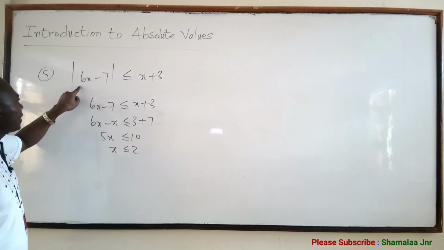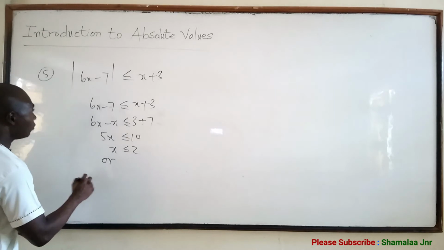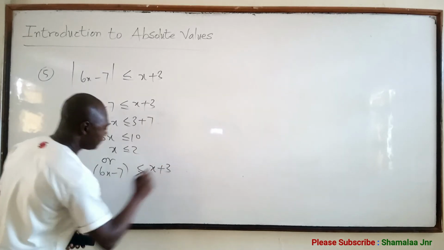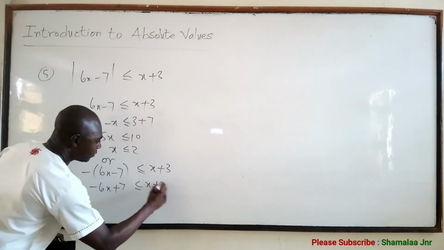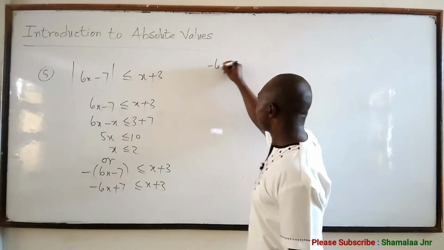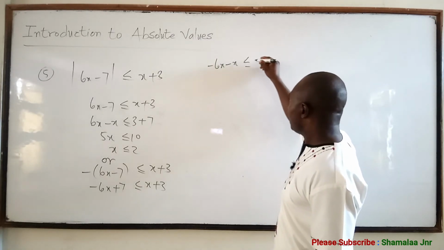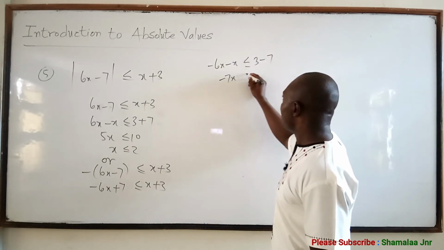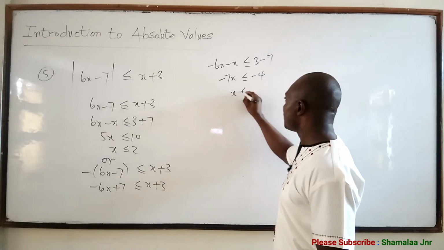The second condition, if 6x minus 7 is negative, then its answer value will be negative of 6x minus 7. And this is less than or equal to x plus 3. Now, if you expand this, negative 6x plus 7 is less than or equal to x plus 3. What this means is that if you take this to the other side, that will be negative 6x minus x is less than or equal to 3 minus 7. This is negative 7x is less than or equal to negative 4. Let's divide through by negative 7. So this one will be x is less than or equal to.